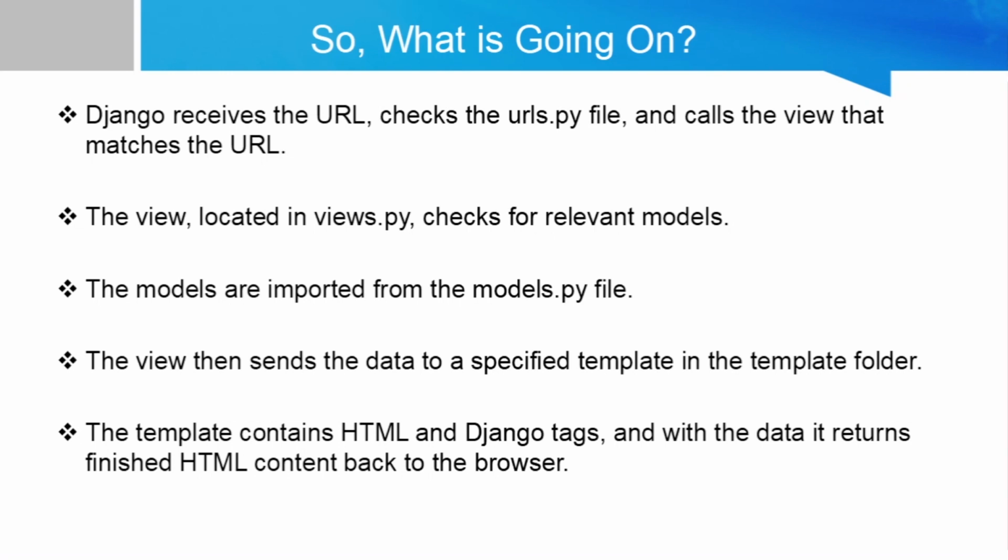When you have installed Django and created your first Django web application, the browser requests the URL. This is what happens in that process. First, Django receives the URL, then it checks the urls.py file and the view that matches the URL. The view located in views.py checks for the relevant models, which are imported from the models.py file. Then the view sends the data to the specified templates in the templates folder. The template contains the HTML with Django tags, and with the data it returns finished HTML content back to the browser, so that the visitors can see it.